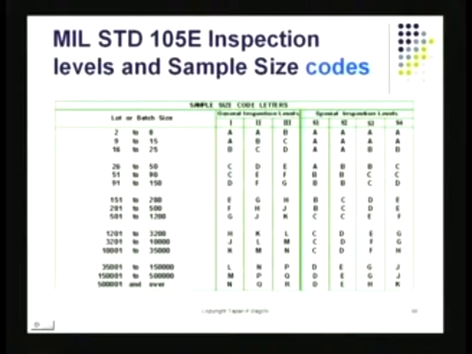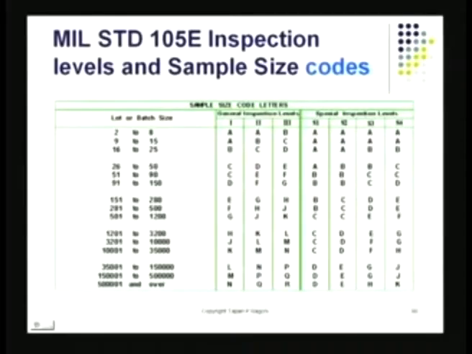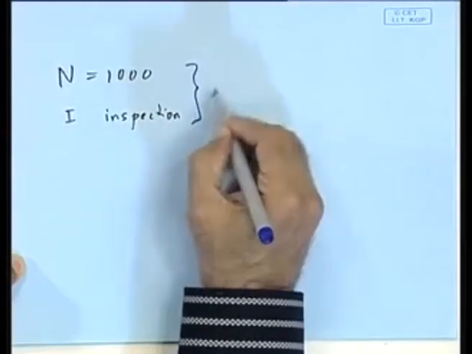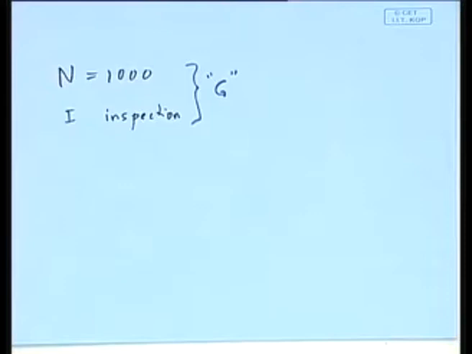So we've got 1000 there, and level I there. If I take this plan, 1000 will fall in this range, and general inspection will give me a code G. So these two things together give me a letter called G. G is a letter that I end up with. This G is to be used subsequently in another table.